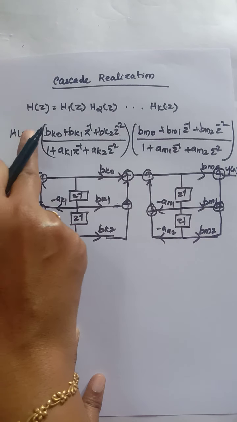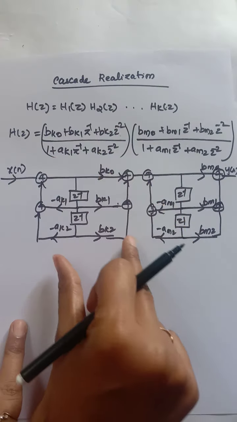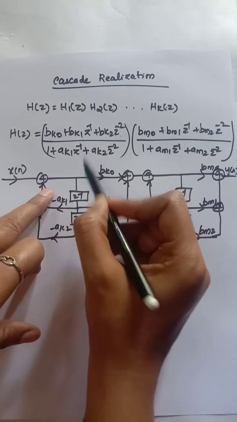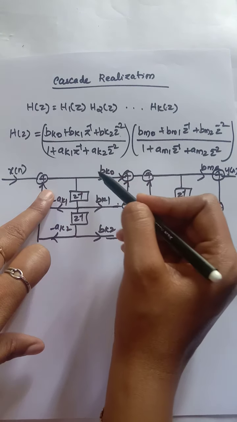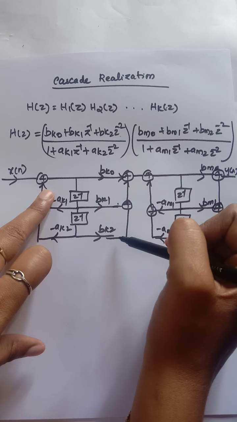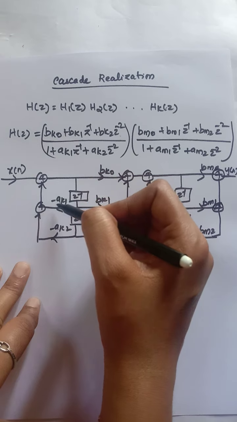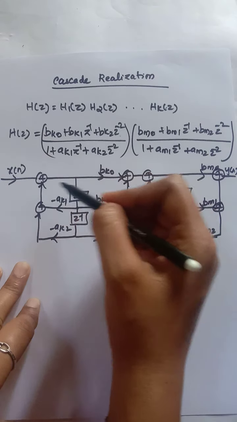Now consider, for example, H(z) consists of two transfer functions. I am going to realize this transfer function in direct form II and this in direct form II. See this. So here how many delays are there? I have drawn two delays. So here the numerator coefficients are bk0, bk1, bk2. Then I have added using an adder. Here the denominator coefficients are minus ak1, minus ak2, so I have added using an adder.